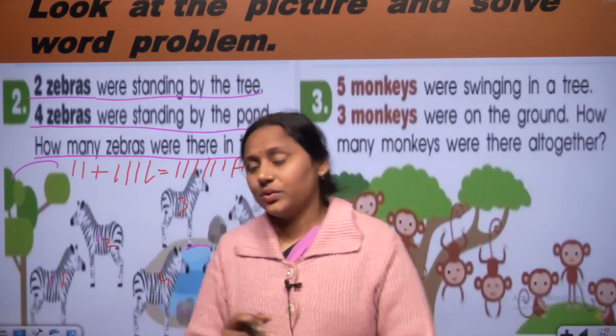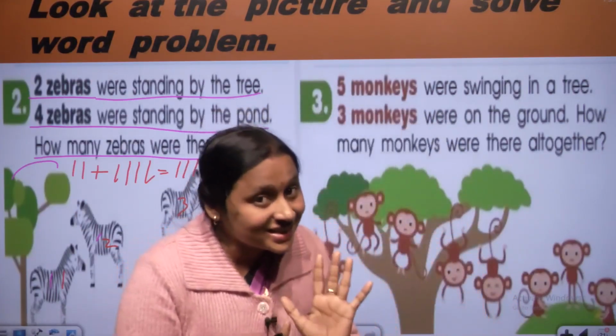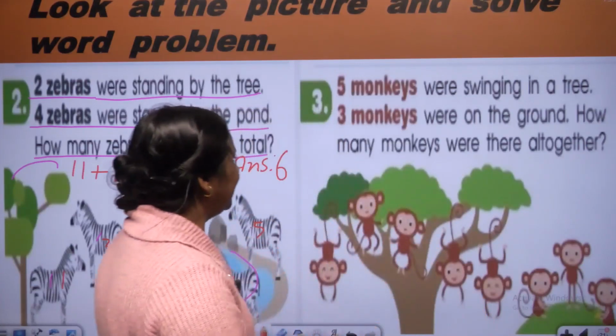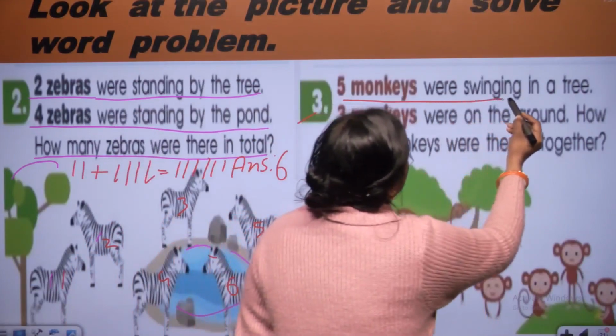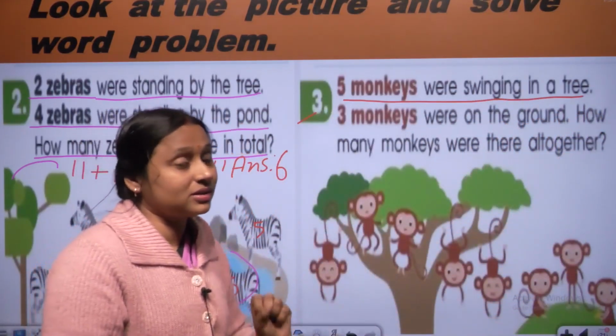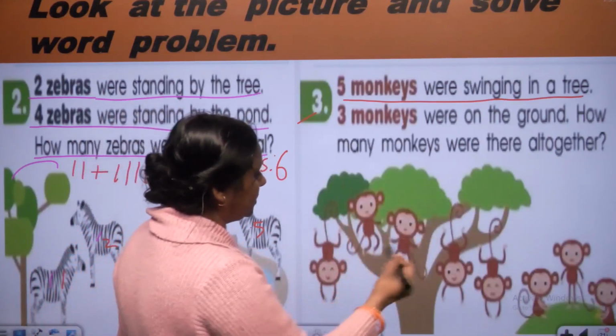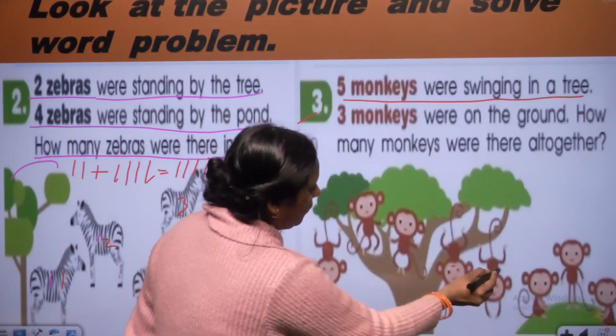Okay. Total means sum or whole. Okay. Total how many zebras here? 6 zebras. Okay. Now, third word problems. 5 monkeys were swimming in a tree. 5 monkeys. 5 bandar jo hai wo ped par jhool rahe. Start counting. 1, 2, 3, 4, 5.